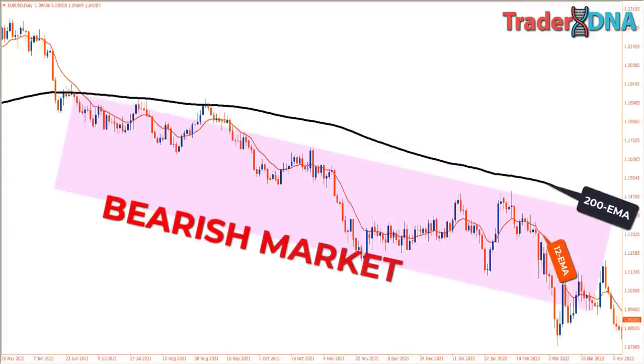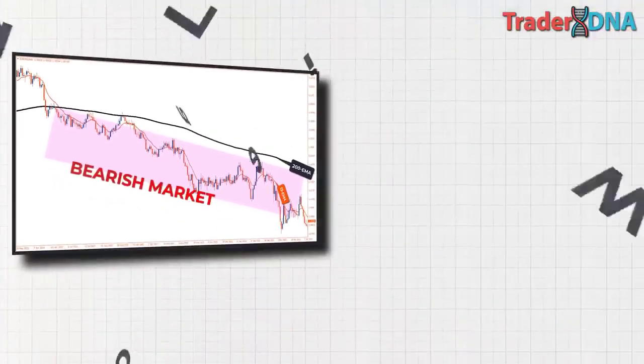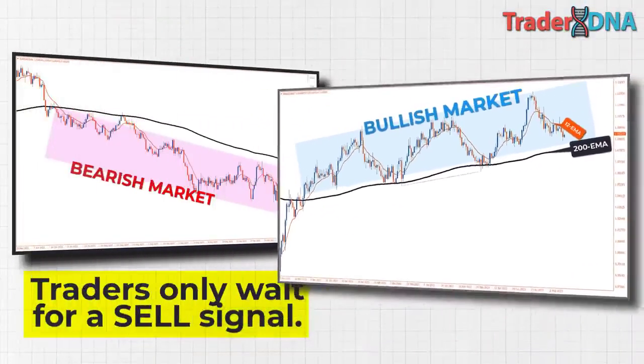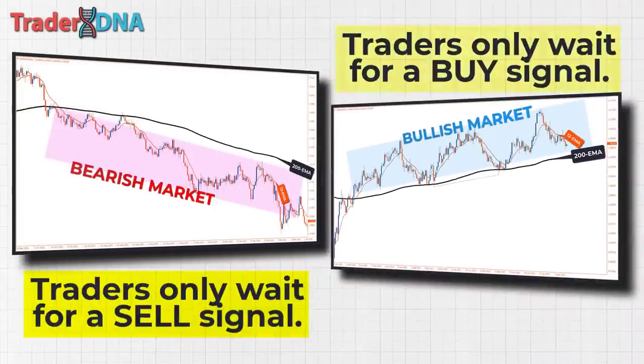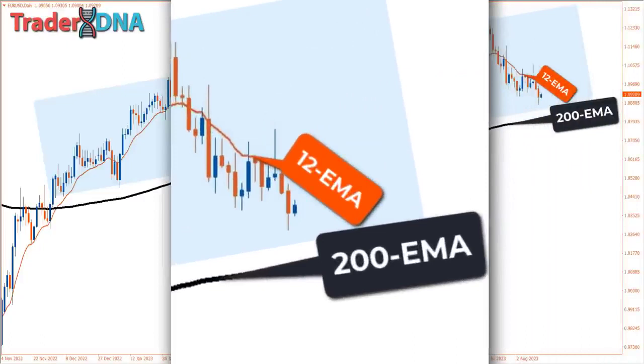Hence, in this trading strategy, if the market stays below the 200-period EMA, traders patiently await a sell signal. Similarly, if the price resides above the 200-period EMA, traders wait for a buy signal. To reinforce this, we incorporate the 12-period EMA as a secondary validation.